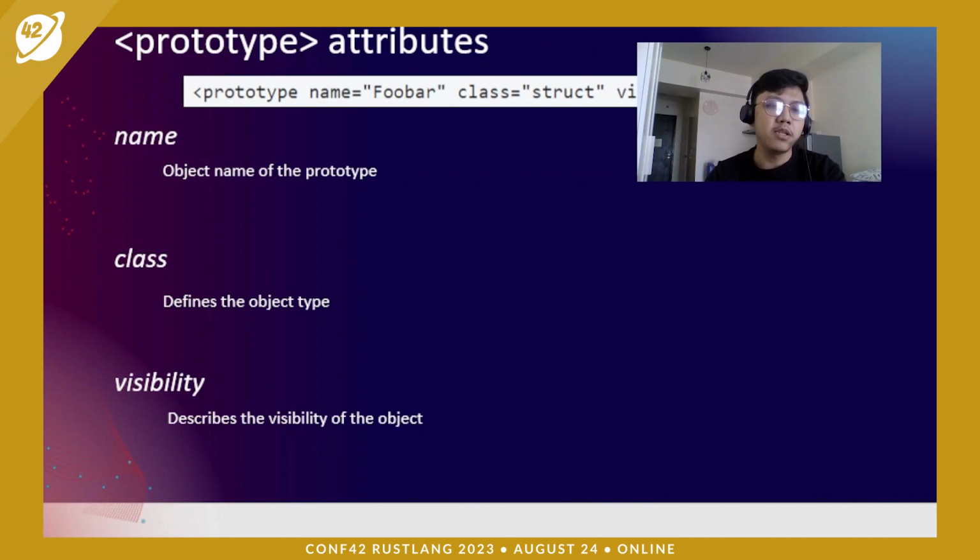Visibility. Visibility describes the visibility of our object. So we can have mod, which means that our object will only be allowed to be used within the module, or crate if you want to use the object only inside our crate, external if you want it to be used externally, and globally and private, the same as mod within the module itself.